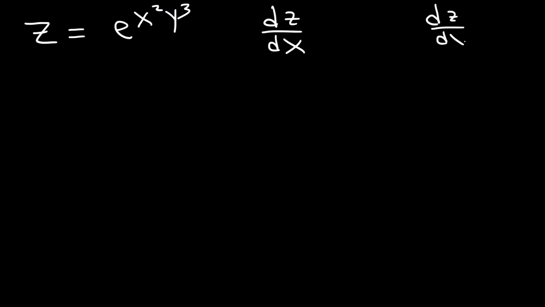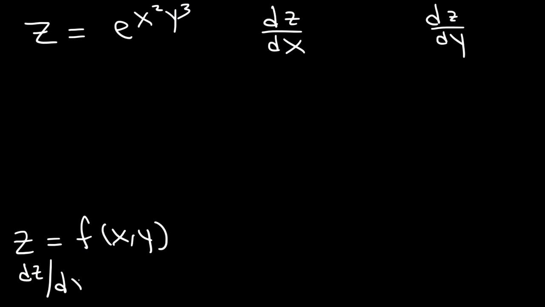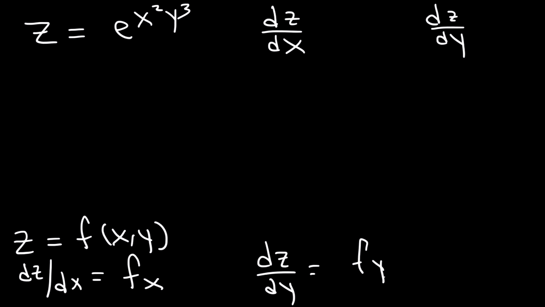Now let's work on an exponential function. Let's say z is equal to e raised to the x squared times y cubed. What is dz dx and dz dy? So as you recall, z is the same as f of x comma y. So dz dx is the partial derivative with respect to x. That's the same as f sub x. And dz dy is the partial derivative of the function z with respect to y, which is the same as f sub y. So if you see those symbols, you know what they mean.